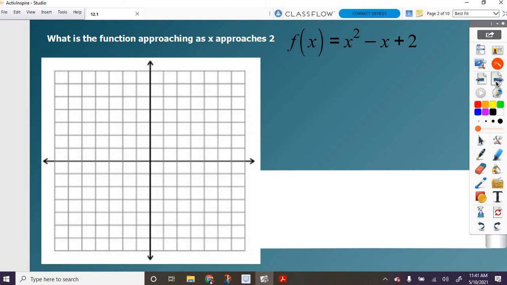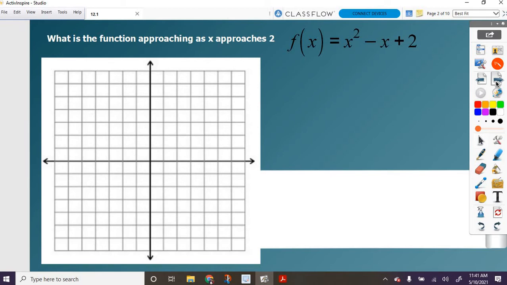Alright, so this says, what is the function approaching as x approaches 2? So we're going to want to look at the graph. But first we need to remind ourselves of what that graph looks like. What type of function is that? That's the type of graph we'll have, but what type of function is that? The quadratic, and quadratics have parabolas as their graphs. Okay.